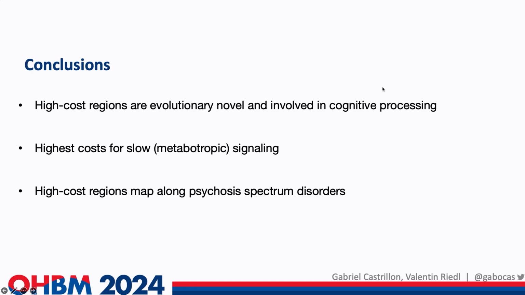So in conclusion, high cost regions are evolutionarily novel and involved in cognitive processing. The highest cost was found for slow signaling, so for metabotropic signaling, and high cost regions map along psychosis spectrum disorders.